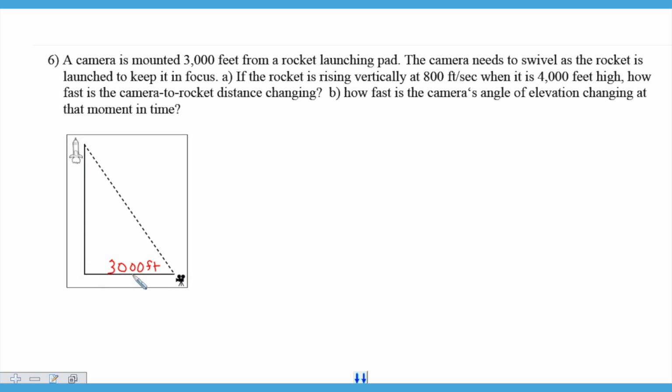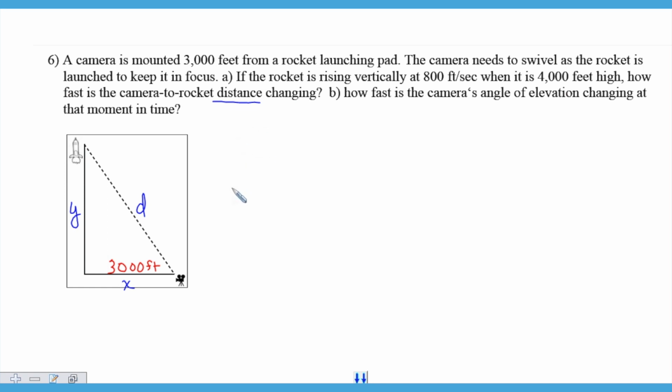This distance will not change. It's fixed, kind of like the ladder. If the rocket is rising vertically at 800 feet per second, so I'm thinking I probably need to label some things, right? Don't you think? Vertical, I normally like to label y, and horizontal distance, I know that's not going to change, but I'm going to call that x. And I'm going to call this d for distance between the rocket and the camera. And the reason I'm doing that is because it's in the problem and it'll help me make those connections.